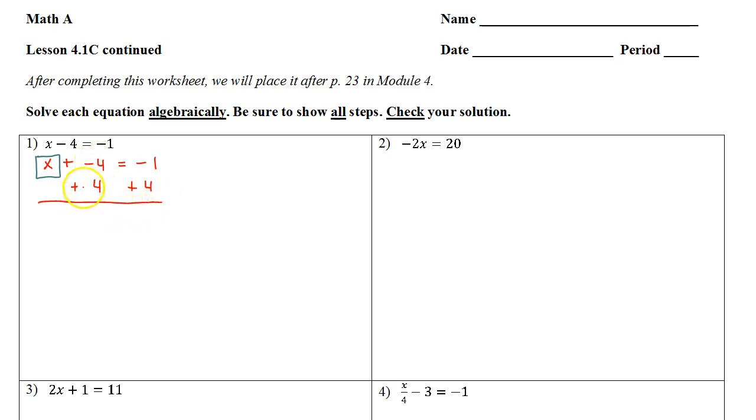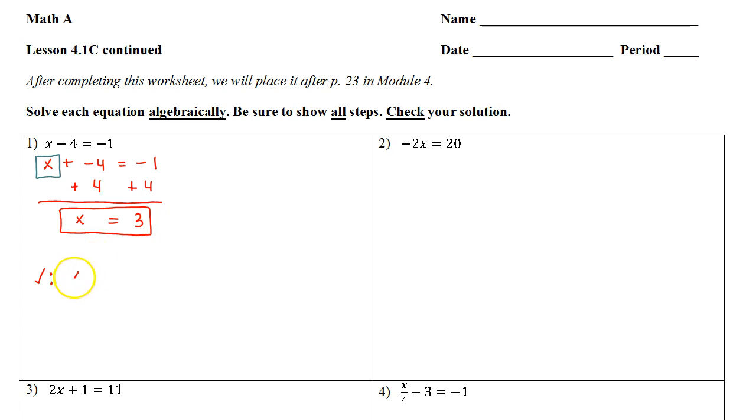And I've got my opposites, which are going to leave me with just x on the left. And on the right side, negative 1 and positive 4 is 3. So I've solved the equation because I've isolated x on the left-hand side. Now that I've solved my equation, I can check my solution.